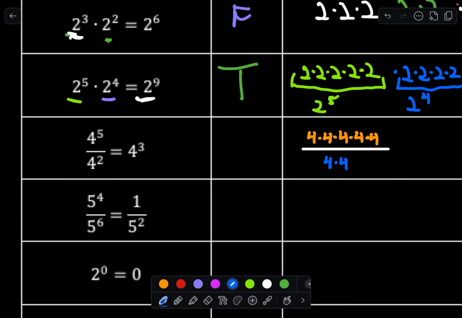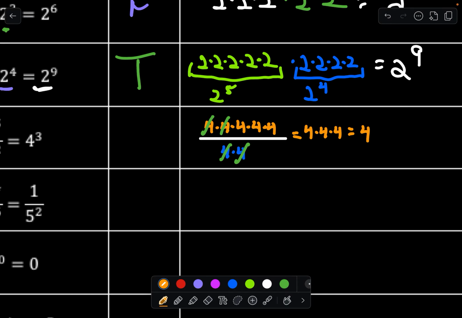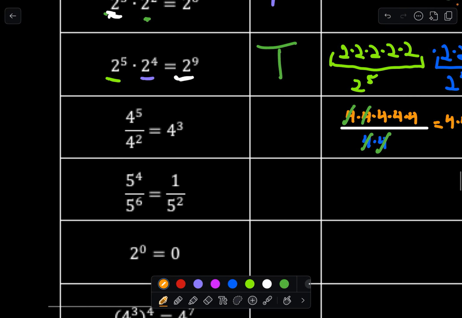That's 4 times 4. Now, we know, or at least I hope you know, that 4 divided by 4 is 1. And that 4 divided by 4 is 1. And notice I was able to divide out 2 4s on the top with the 2 4s on the bottom, and that leaves us with just 4 times 4 times 4, which is indeed equal to 4 to the 3rd. So you see, this is a true statement. Okay?